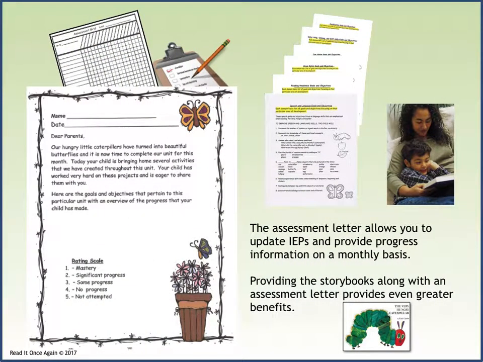Also in this section is the parent assessment letter intended to be sent home at the end of the unit, along with another copy of the goals you may have amended to match your student's IEP. The letter provides a 1 to 5 rating scale so that you can give parents monthly feedback about their child's progress.